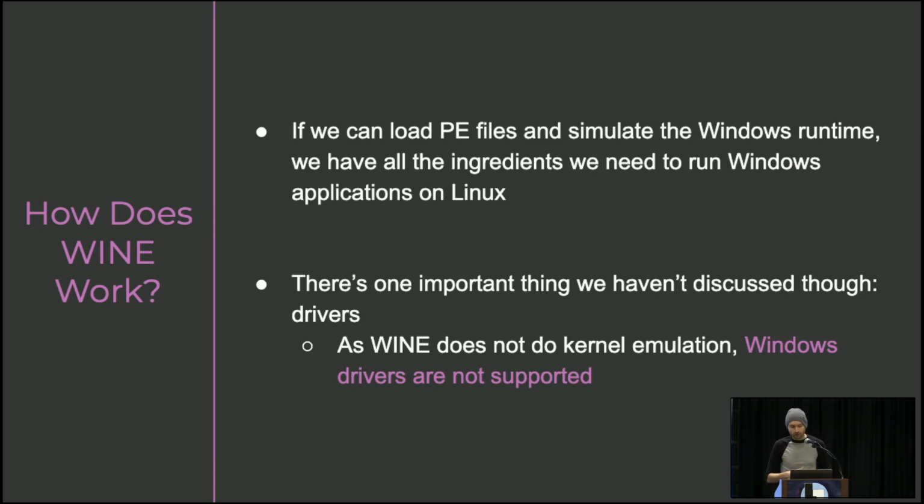Talking about how Wine works, if we're able to load PE files into memory and we have a simulation of the Windows runtime, we basically have all the ingredients we need to run Windows applications on Linux. There is one thing that we've sort of alluded to, but haven't directly discussed here. Because Wine does not do kernel emulation at all, you do not support Windows drivers within Wine, full stop. So that will also come up a couple times here.